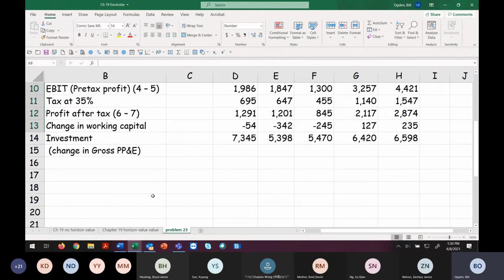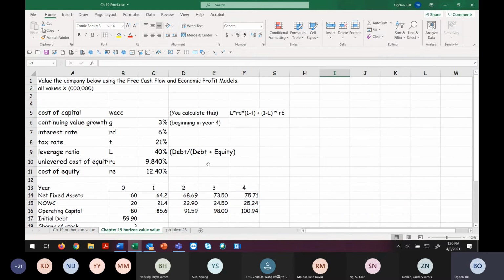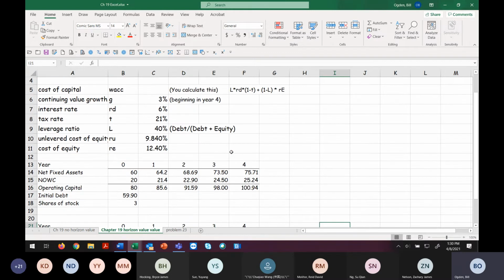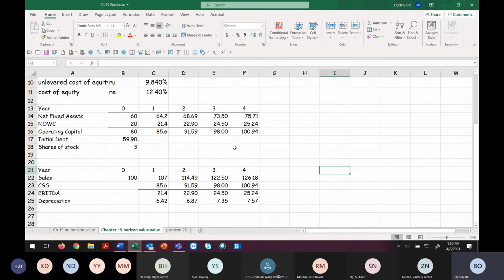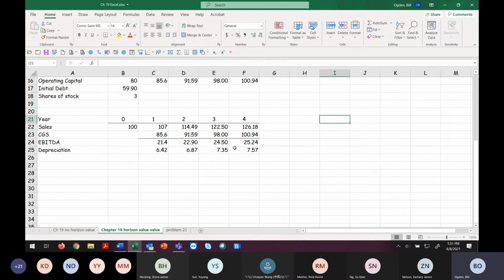Now let's go to the 2 problems that I've invented for you so kindly. All right, let's do the second one first. Chapter 19, horizon value. Well, that's interesting. This one is all but a dead ringer for what we've done. So you just follow out 4 years, put a horizon value in year 3, and away you go.